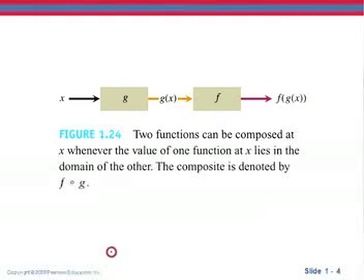We can think of composite functions this way. We take an x and we put it into our g function and we compute g of x. Then we take the g of x and we plug it into the f function, and that gives us f of g of x.